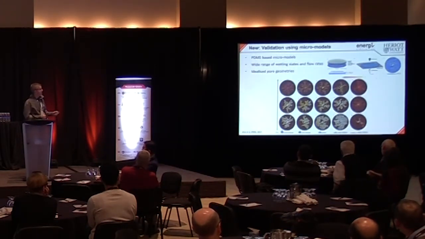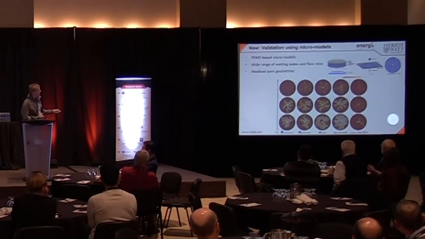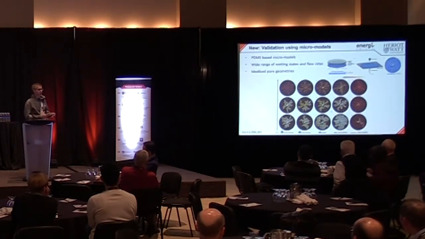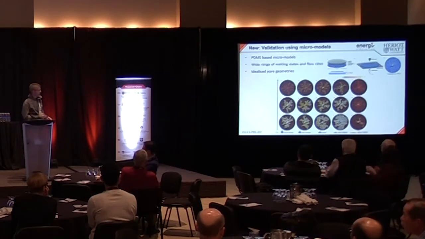What they worked out is that if you use these PDMS-based micromodels, you cure them in UV light and you can change the wettability. So there's this fantastically rich data set where they look at anything from strong imbibition to strong drainage at different flow rates and capillary numbers to see how two fluid phases displace each other.